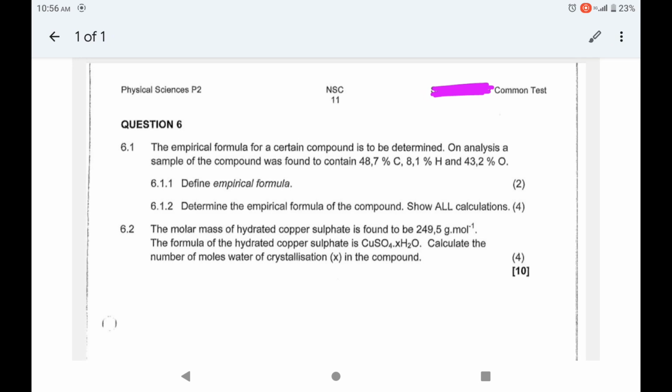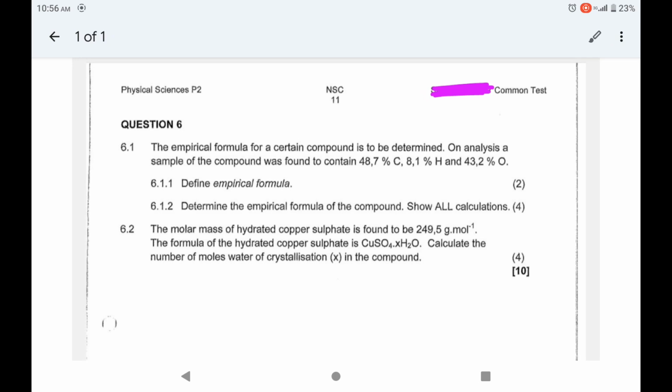On analysis, a sample of the compound was found to contain 48.7% carbon, 8.1% hydrogen, and 43.2% oxygen. Then the first question is define empirical formula, which is 2 marks. So if you add 48.7% plus 8.1% plus 43.2%, you're going to get 100 gram of a sample, which is a total 100% of the carbon, hydrogen, and oxygen.